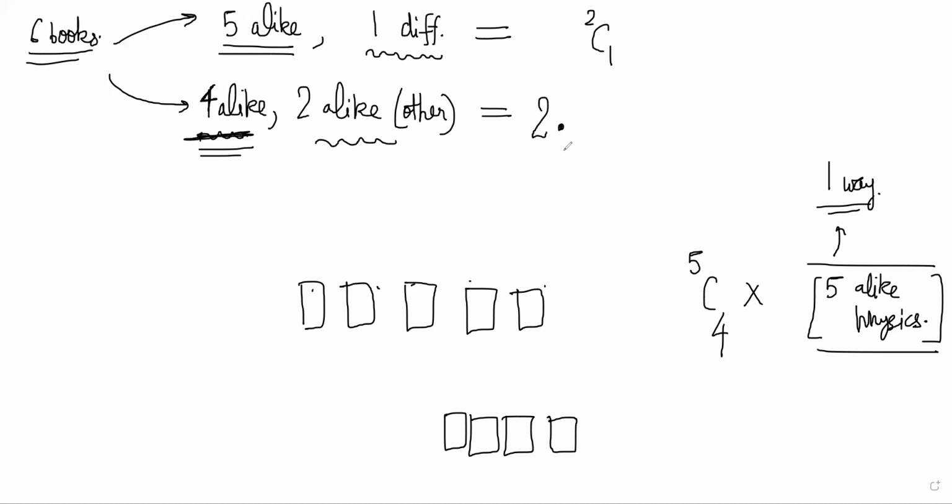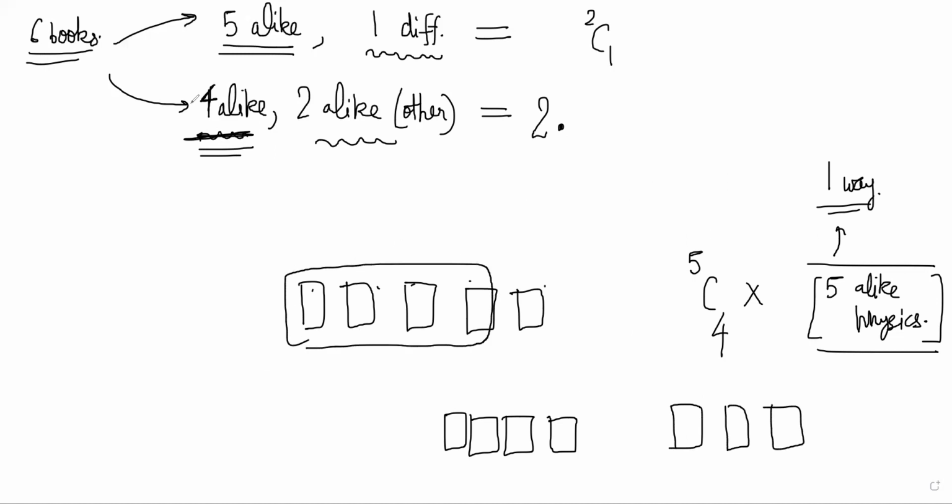And then the next part, 2 others alike. Depending on what you selected here, there are 2 other types of books left, right? Let's say we selected 4 physics books in the first part. Then maths and chemistry are left. So you could select 2 from maths and 2 from chemistry, right? So again, 2.